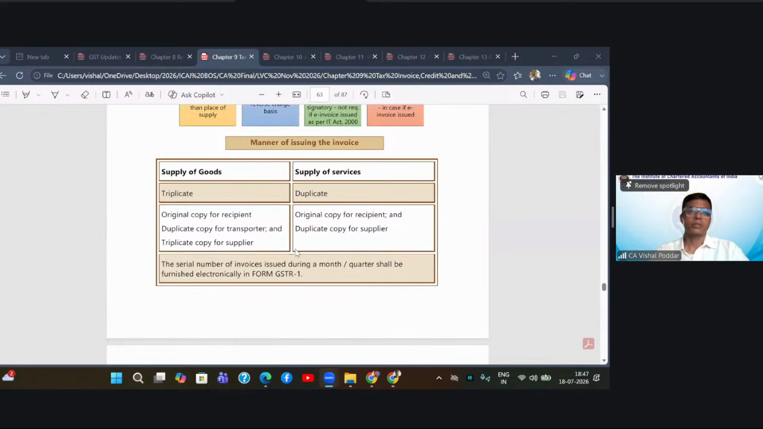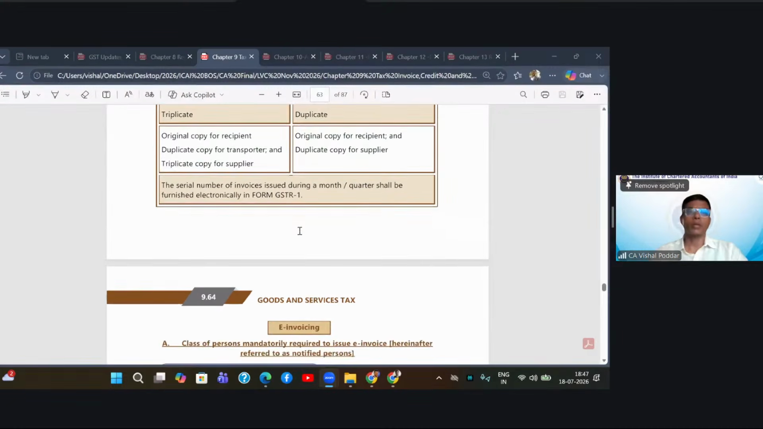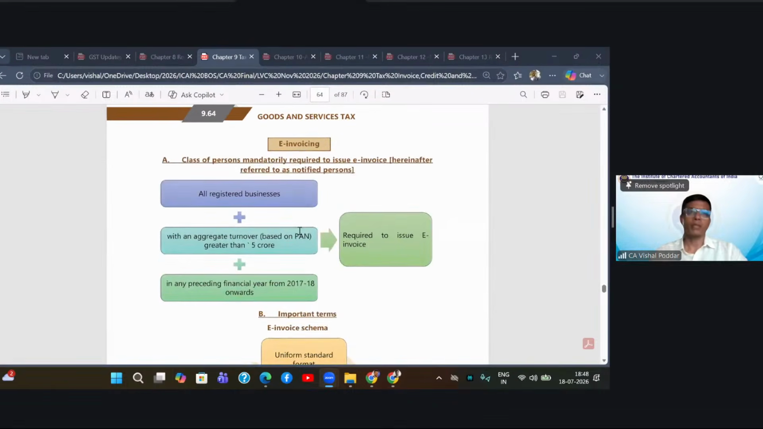Now, what is the number of copies that have to be prepared? So in case of supply of goods, the invoice should be prepared in triplicate, where original is for recipient, duplicate is for transporter, triplicate is for your own copy. In case of service, there is no transporter's copy, so it will be duplicate, original for recipient, and second copy for you. Serial number of invoices issued during a month shall be furnished electronically in the GSTR1 form. So in GSTR1, there is a specific tab for giving details of the documents issued. Over there, you have to mention the serial number for which you have given the invoices in that tax period.